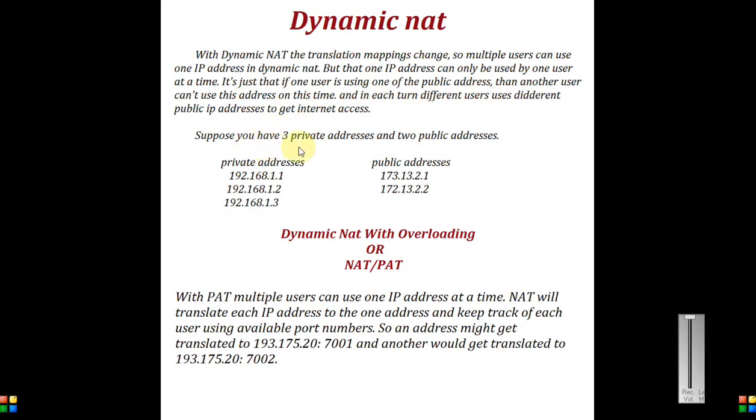Suppose you have three private addresses and two public addresses. You can see these are three private addresses and these two are public addresses. I want to provide internet access to these three private addresses, but I have two public addresses. So at a time only two of the private addresses can get internet access, but the third address can't get internet access.